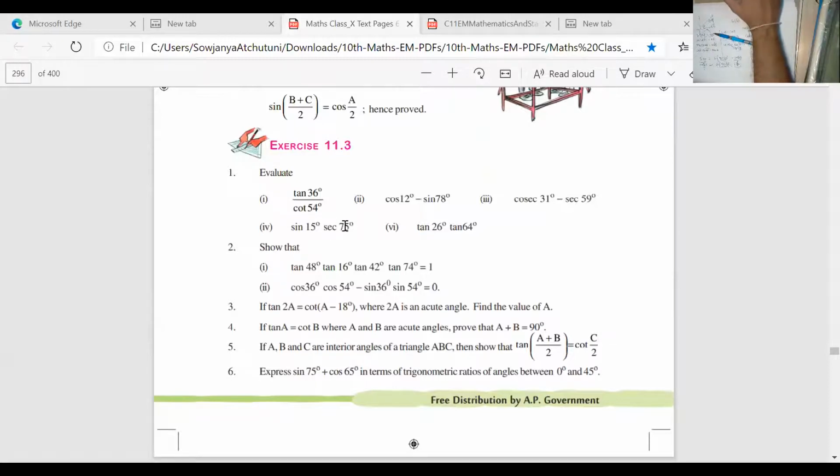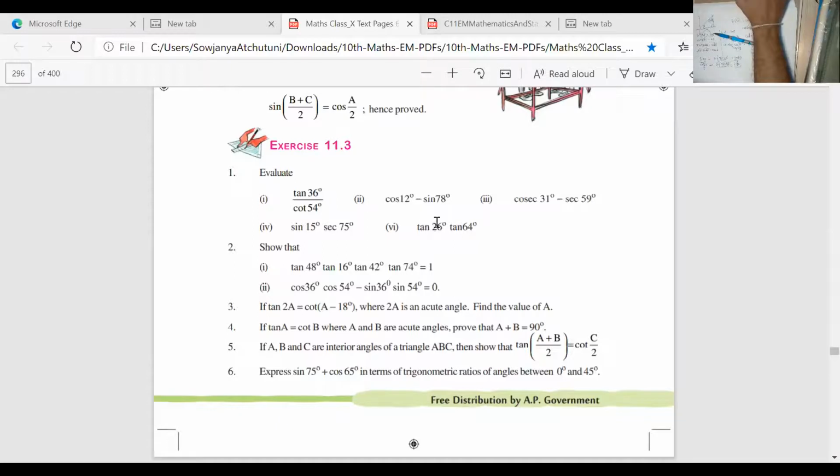Similarly, sin 15, secant 15. Sin 15 is nothing but cos 75. Cos 75 secant 75 multiplication, that is 1. Cos 75 divided by cos 75, that is 1. So tan 26, tan 64. Tan 64 is nothing but cot 26. So tan 26 into cot 26 is equal to 1.